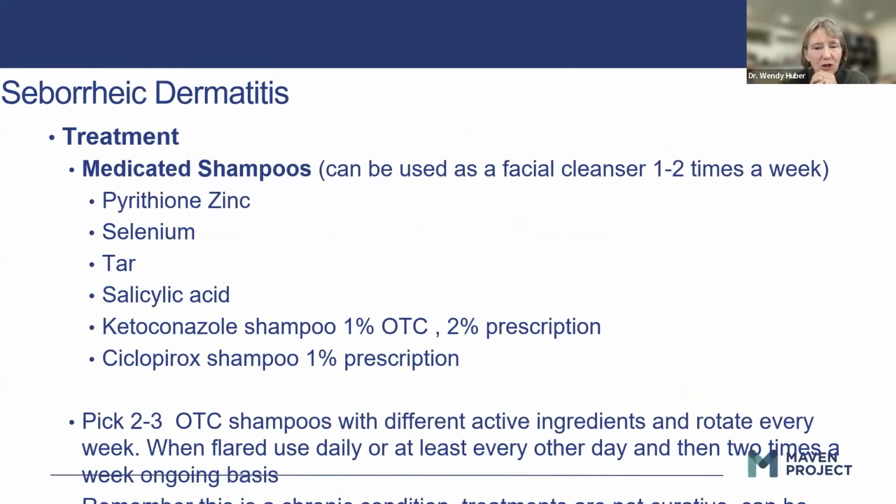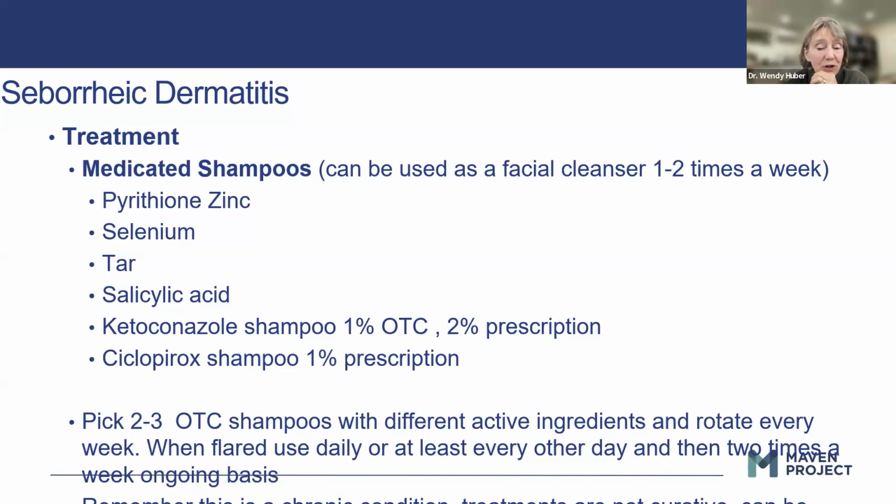I really love the medicated shampoos, and my tip for you on this one is to have the patients pick 3 over-the-counter shampoos with different ingredients that they dislike the least and have them rotated. So every week they can use a different product. And I really think switching up the active ingredients is really helpful for this condition.